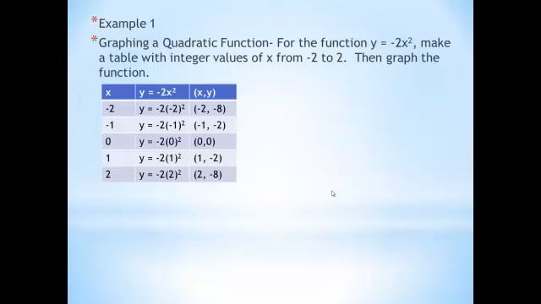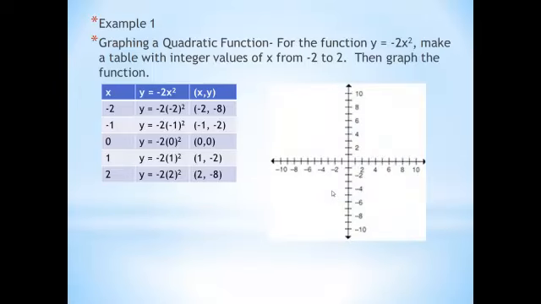So our x, y values are going to be negative 2, negative 8, negative 1, negative 2, 0, 0, 1, negative 2, and 2, negative 8. Pause the video at this time to finish completing your table.